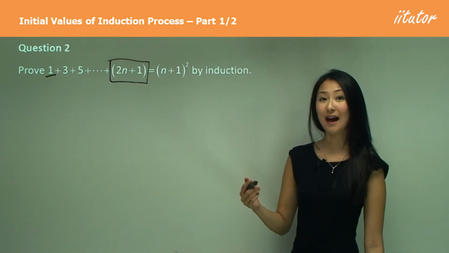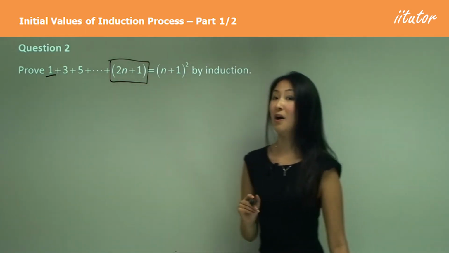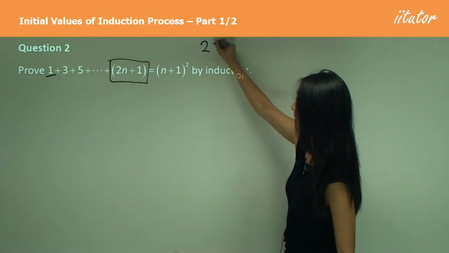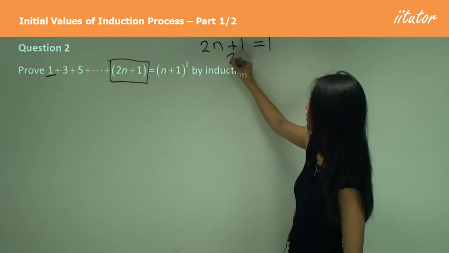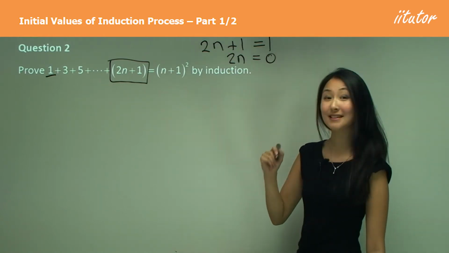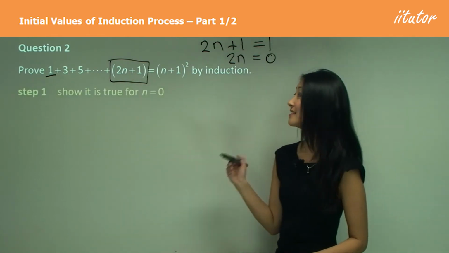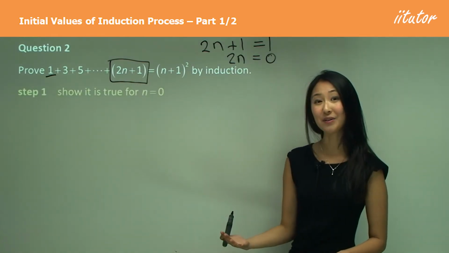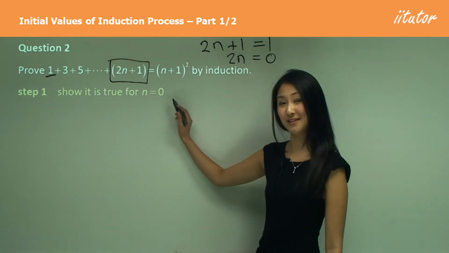So we want to work out what does n have to equal for it to equal 1. And so we can just quickly work that out. 2n plus 1 equals 1, 2n equals 0, so therefore n must equal 0 for the first term to equal 1, doesn't it? So that's why in step 1 we want to say show it is true for n equals 0.